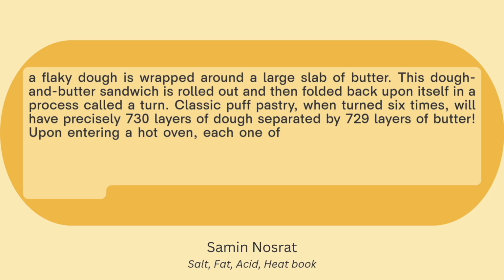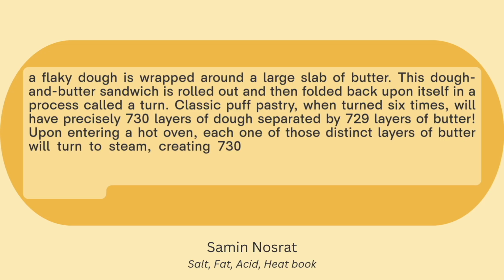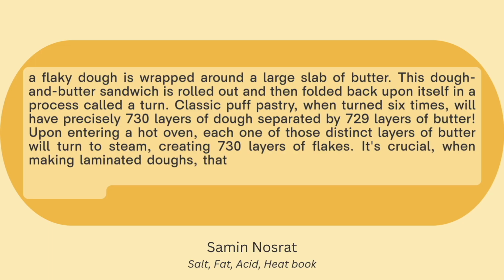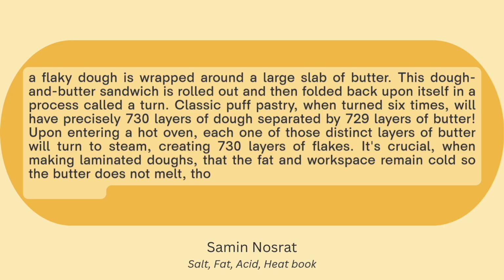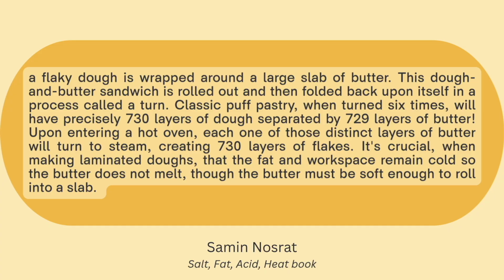Upon entering a hot oven, each one of those distinct layers of butter will turn to steam, creating 730 layers of flakes. It's crucial when making laminated doughs that the fat and workspace remain cold so the butter does not melt, though the butter must be soft enough to roll into a slab.